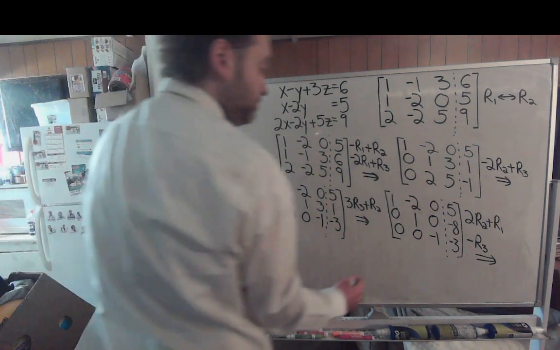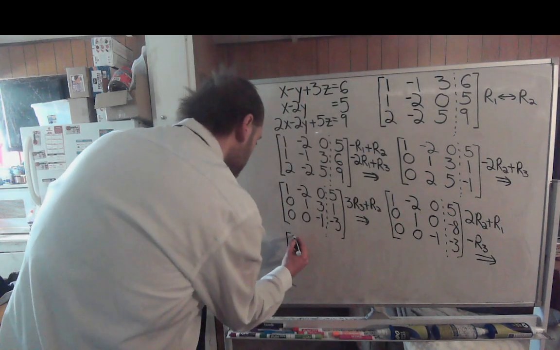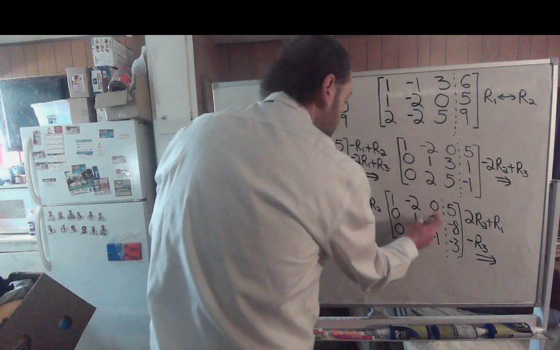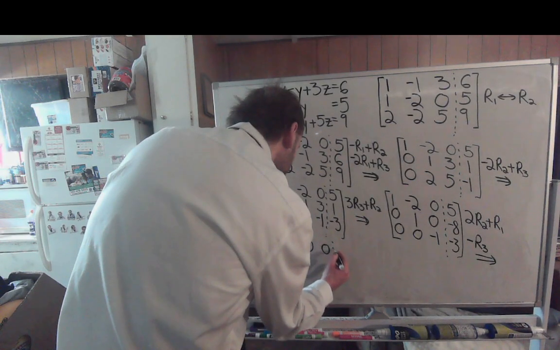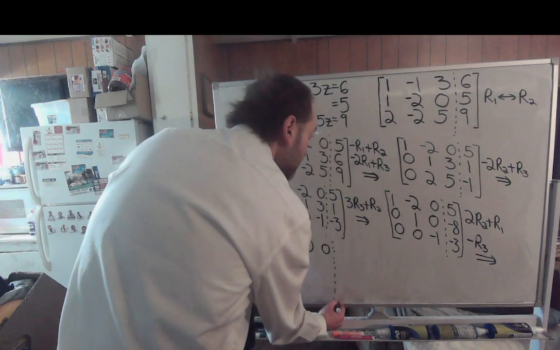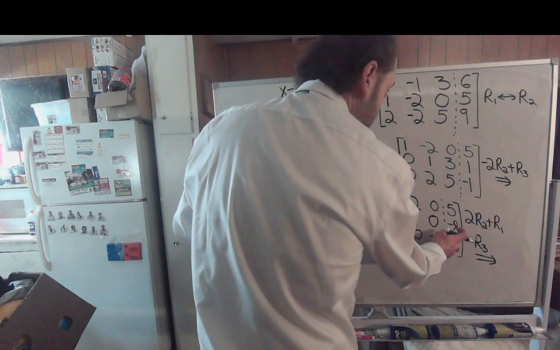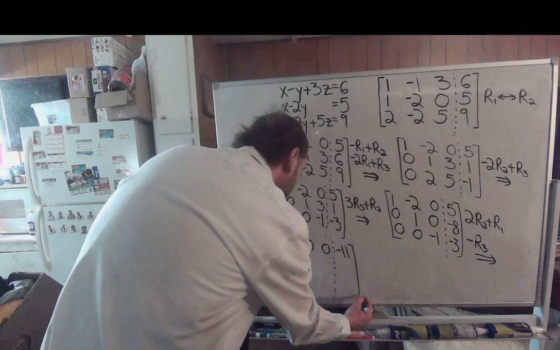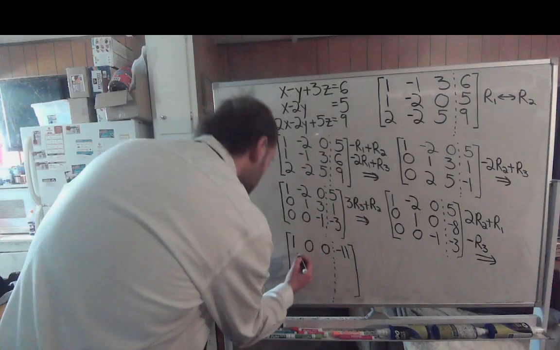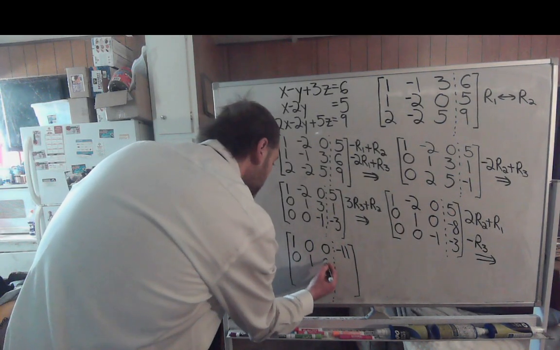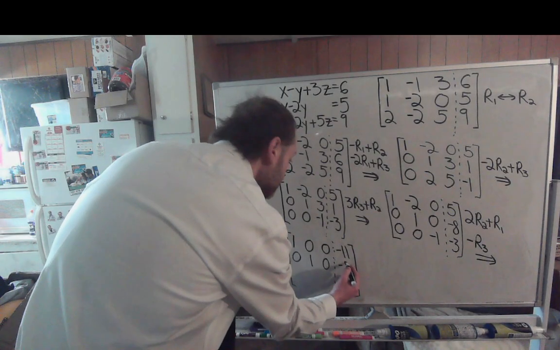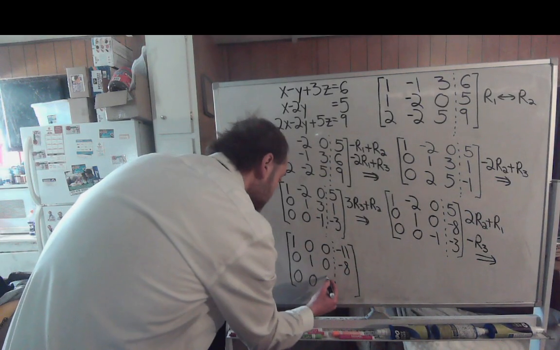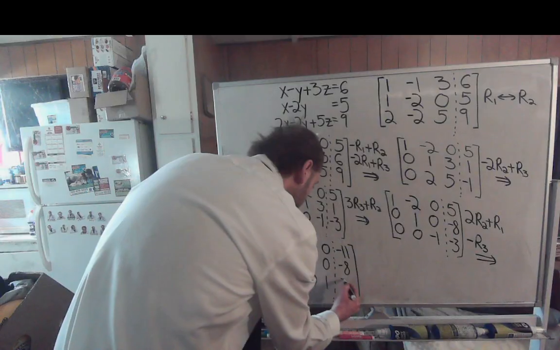So 0 plus 1 is still 1. Now 2 minus 2 is 0. 0 plus 0 is still 0. Alright, negative 16 plus 5 is negative 11. And then, let's see, row 2 is fine: 0, 1, 0, negative 8. Now just negate row 3. 0, 0, negative 1 is positive 1. Negative 3 is positive 3.